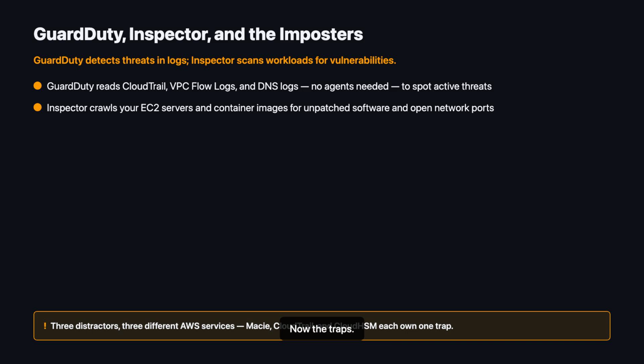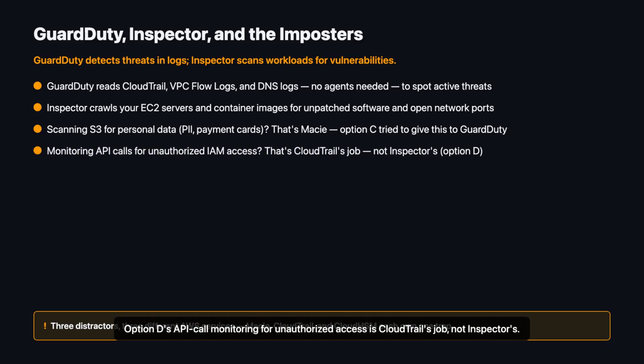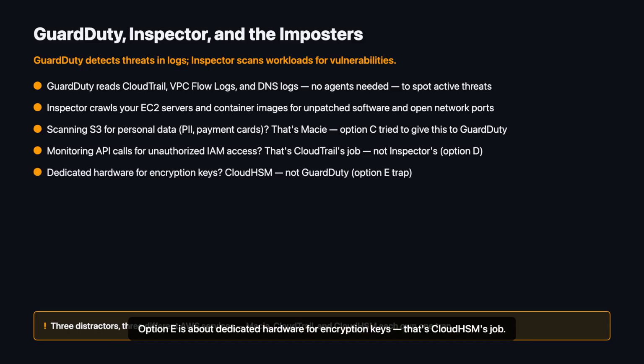Now the traps. Option C's scan for personal data in S3 belongs to Macie, not GuardDuty. Option D's API call monitoring for unauthorized access is CloudTrail's job, not Inspector's. Option E is about dedicated hardware for encryption keys. That's CloudHSM's job. The exam shuffles these service jobs.